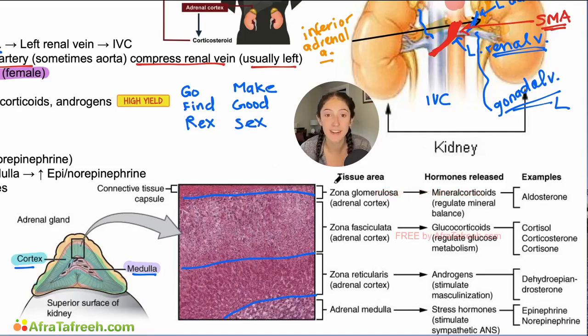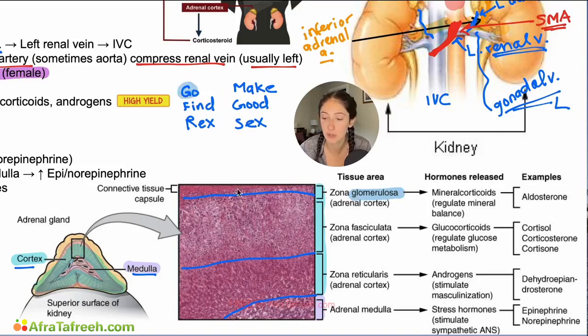But then what are each of these individual layers? Well, the first 3 layers are going to make up our cortex. This last layer is going to make up our medulla, and we'll start out talking about our cortex layers. First of our cortex layers is the zona glomerulosa, and the zona glomerulosa is what the G is going to stand for in our mnemonic.